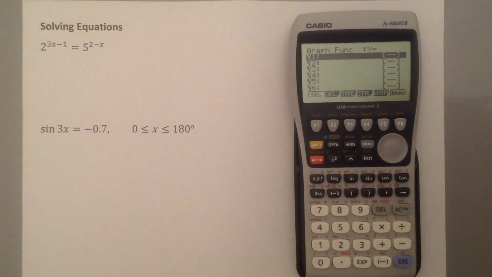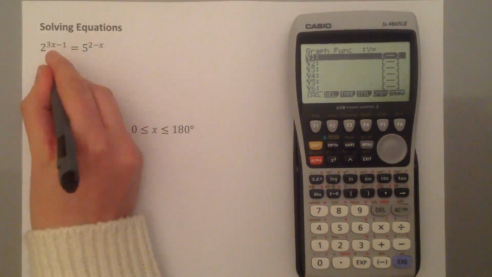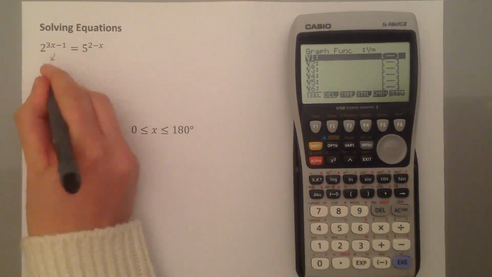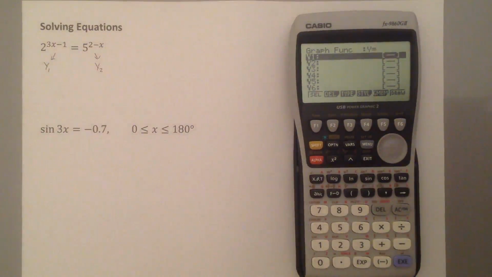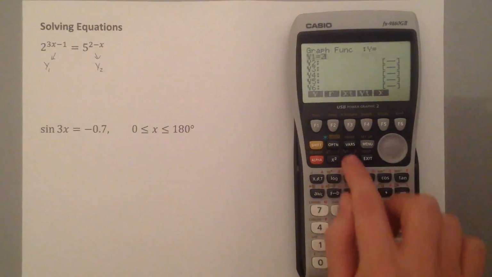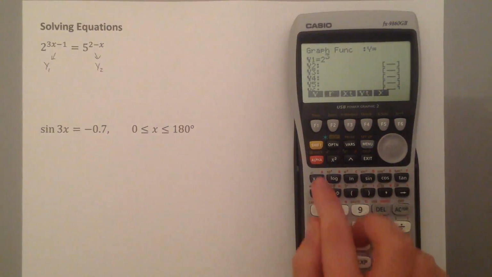So what I want to do is whatever the left hand side of my equation is, I'm always going to type in as y1, and whatever the right hand side is, I'm always going to type in as y2. And you can split this however it is, even if one side is just 0, that's fine. So I've got 2 to the power of 3x minus 1.